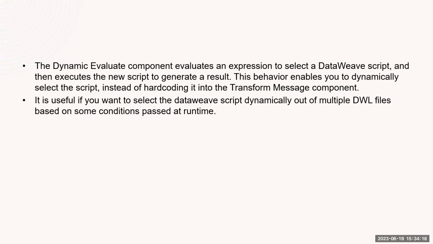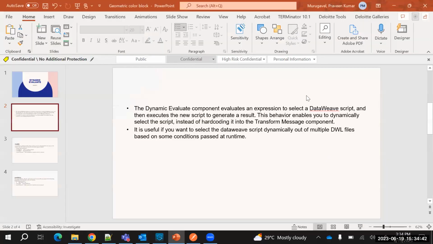So this behavior enables you to dynamically select the script instead of hard coding it into the transform message component, which is a very expensive component used anywhere inside the flow, right? So we'll look into this dynamic evaluate component in Studio by creating one sample project.